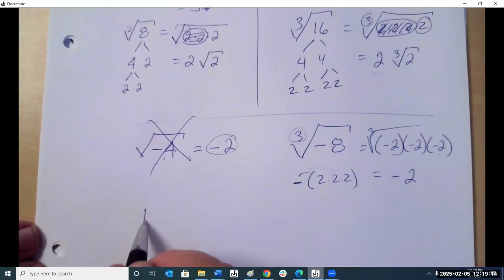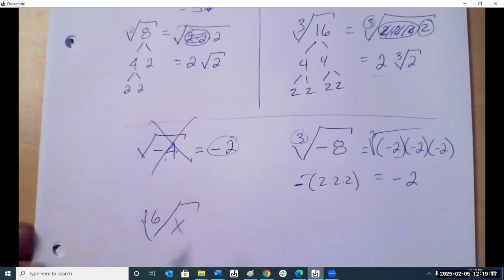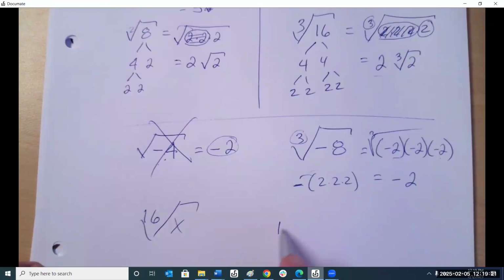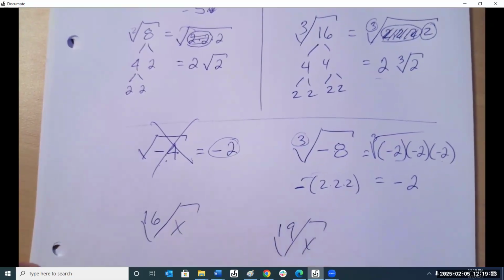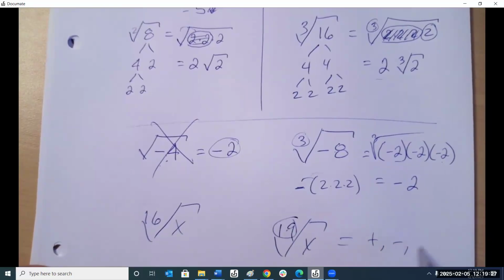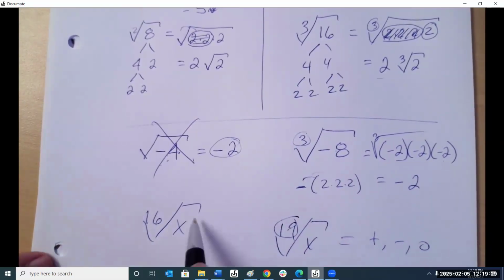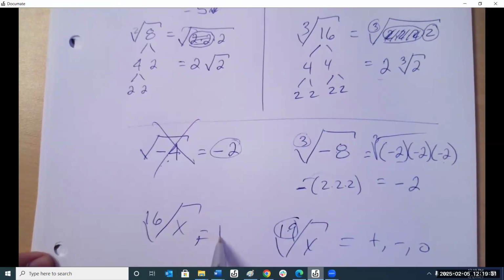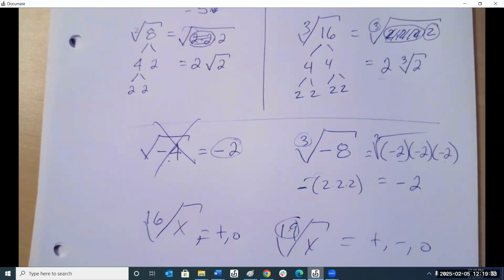As if we had 16th root of x, same logic. We just need 16 of a kind. Or if we had 19th root, because that's odd, the answer could be positive, negative, or 0. This one, the answers can only be positive or 0.